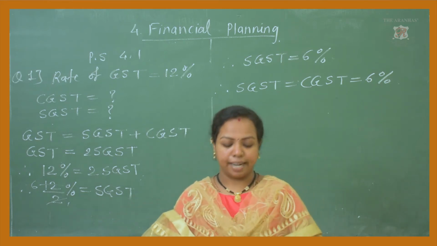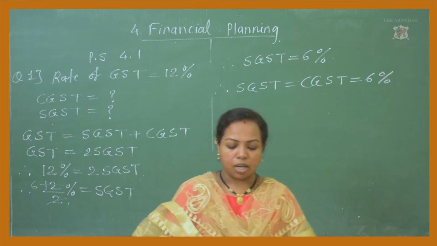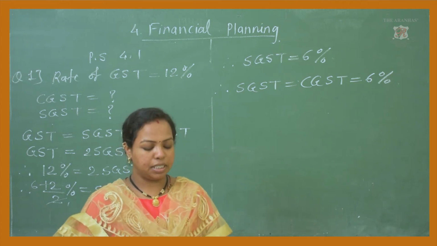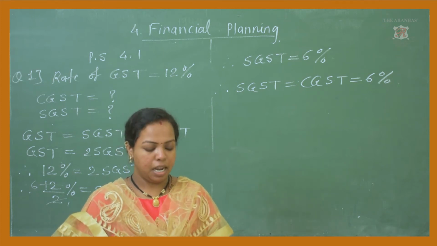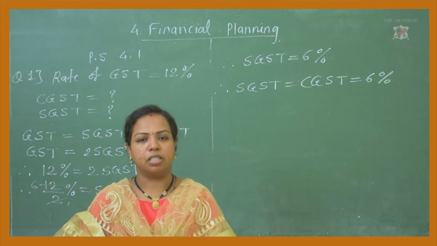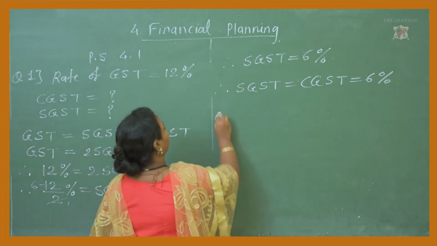Now, see the second example. For the second example, they are giving that on a certain article, if the rate of CGST is 9%, then what is the rate of SGST and what is the rate of GST? That is also an easy one. See, question number 2.